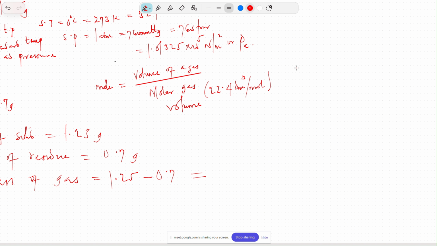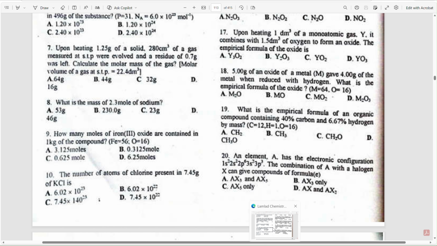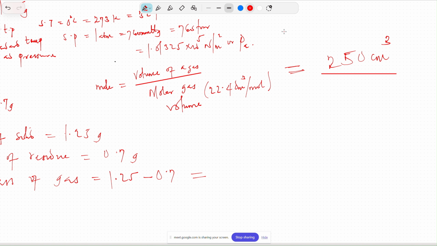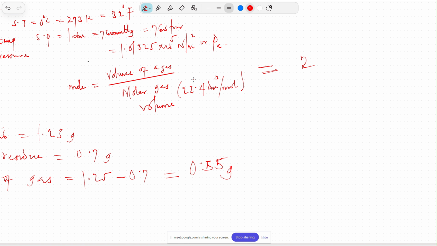So on the other side, I will be solving for mole. We're given 280 centimeter cube. Who is calculating the mass of gas for me? Zero point what? 0.55. That is the mass of the gas.